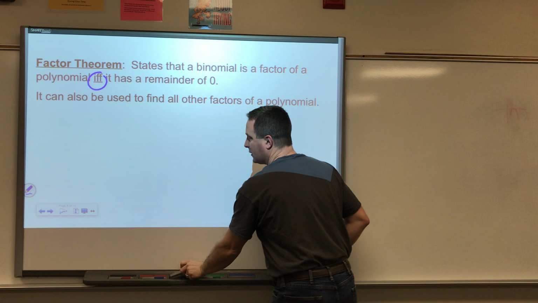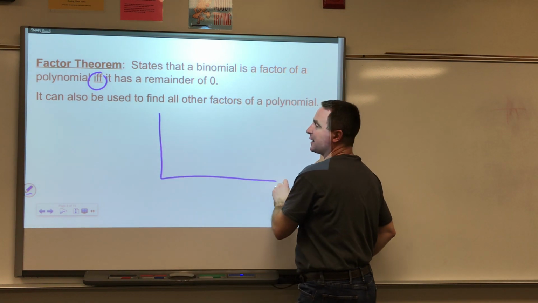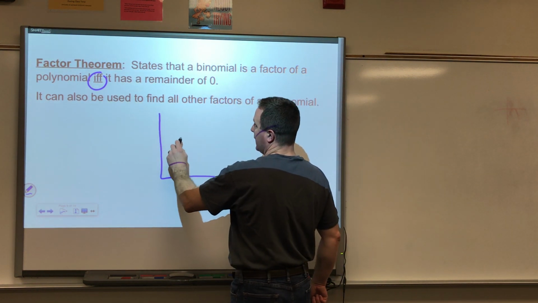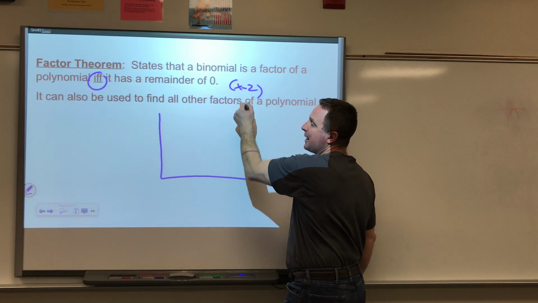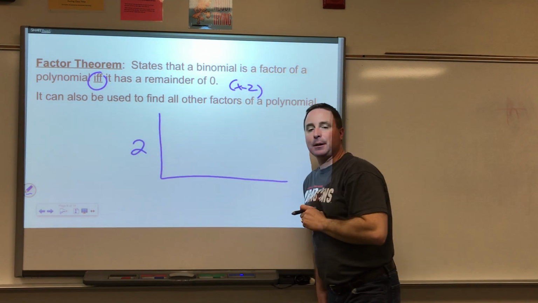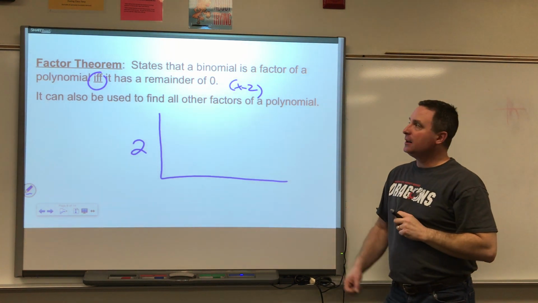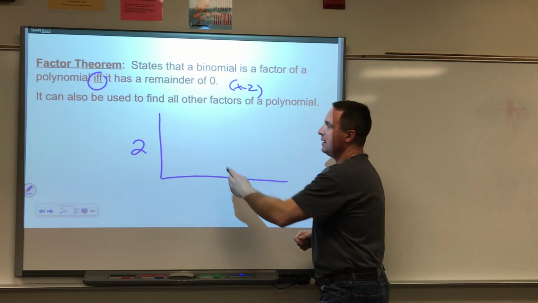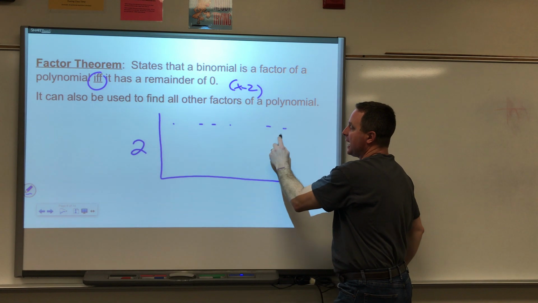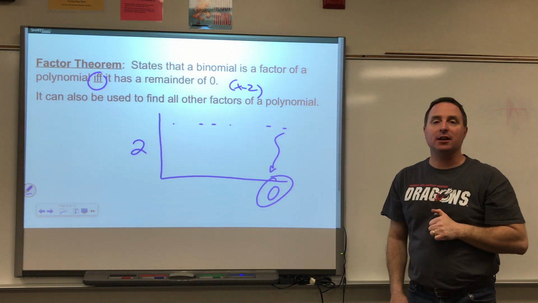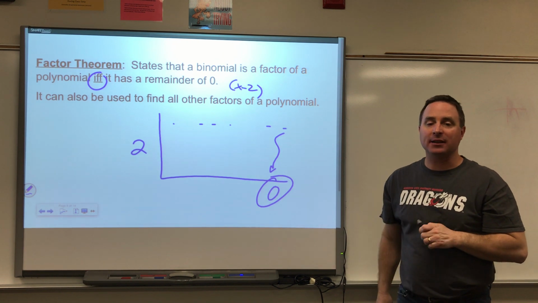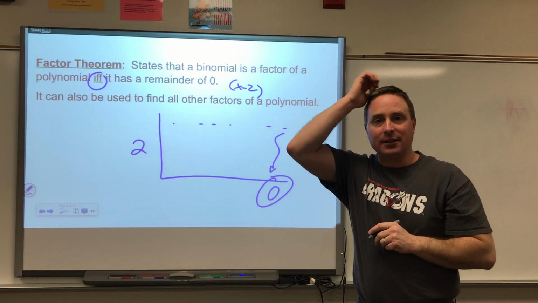But what it's also saying is, if I use this synthetic substitution thing, and again, if I had like x minus 2, for example, a binomial, I put a positive 2 out there. Again, it's the opposite of that number. And no matter how many terms this had, when I get down to here, its remainder would be 0. And what that tells us is that it divides in evenly and is a factor.